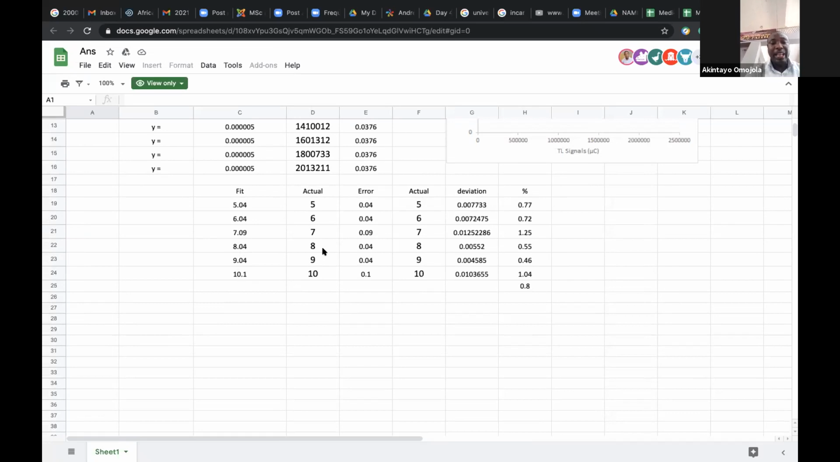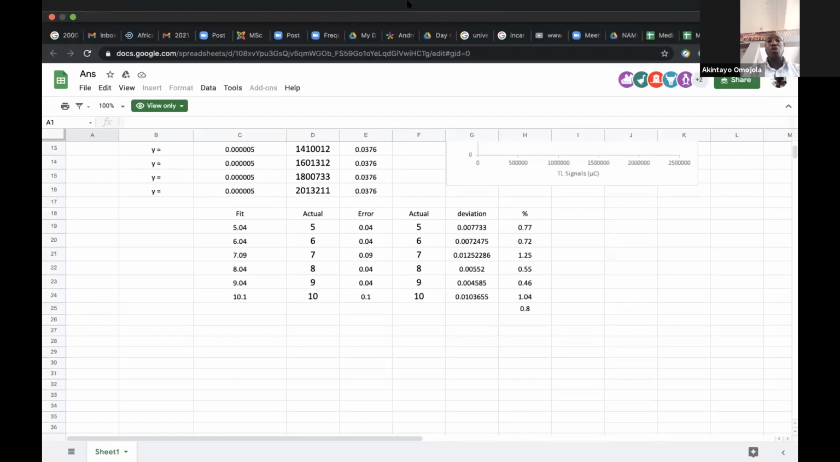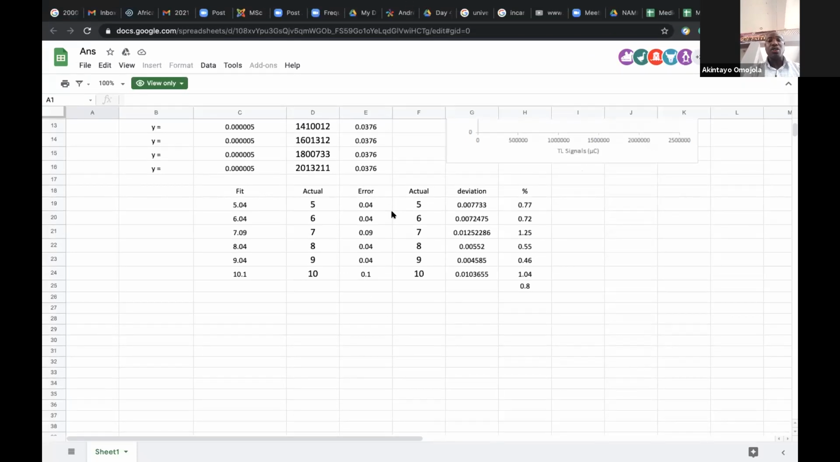Now, the next place is our error. You can clearly see the error. Remember that the formula is percentage deviation, which is your error divided by your actual dose. And your error is your fit minus your actual dose. Do we get that? So now this is our deviation.